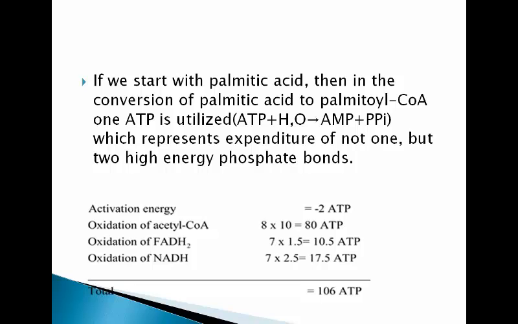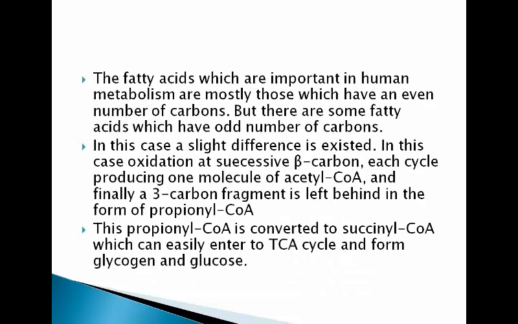So not only one ATP molecule is utilized, but also the pyrophosphate which is formed will be broken down, and thus two high energy phosphate bonds are utilized in the reaction. So by subtracting the two molecules of ATP, the net yield of ATP production is 106 molecules of ATP. Palmitic acid is a fatty acid which has an even number of carbons, that is 16 carbons.